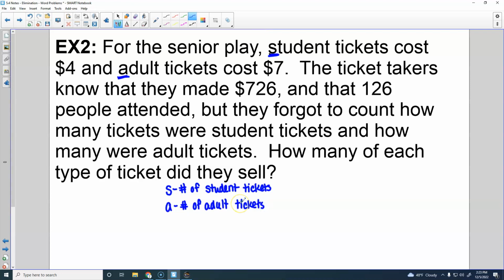I don't really like S as a variable. It's kind of bad. But it is nice at the end, whenever you get S equals 12, you remember it's student very well. Whereas if you do X and Y, sometimes you might get them mixed up.